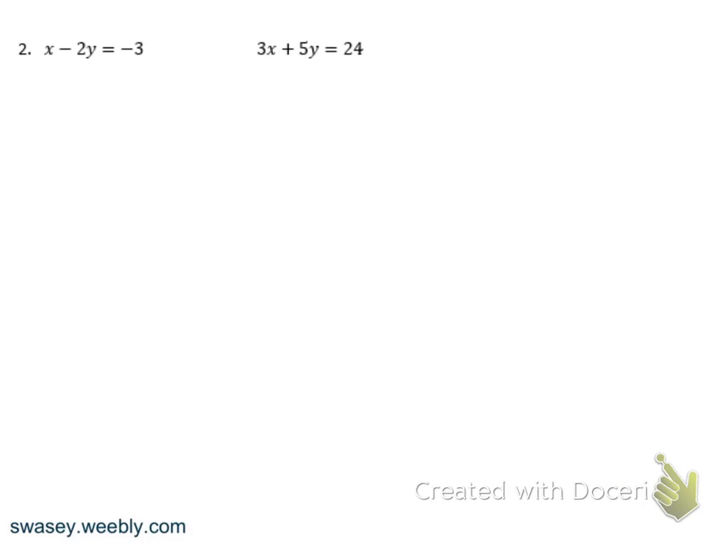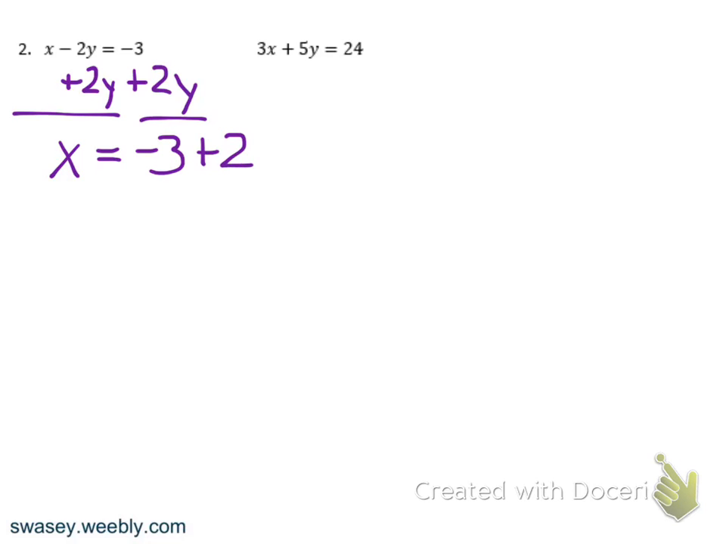Alright, here we don't have x or y by itself, so we need to get x by itself or y by itself before we substitute in. Now, if you notice a coefficient of 1, another way to say that is no number in front of the variable, then you can solve for that one pretty easily. To get rid of minus 2y, add 2y. Now, they're not like terms, you can't combine them, so you have x equals negative 3 plus 2y.